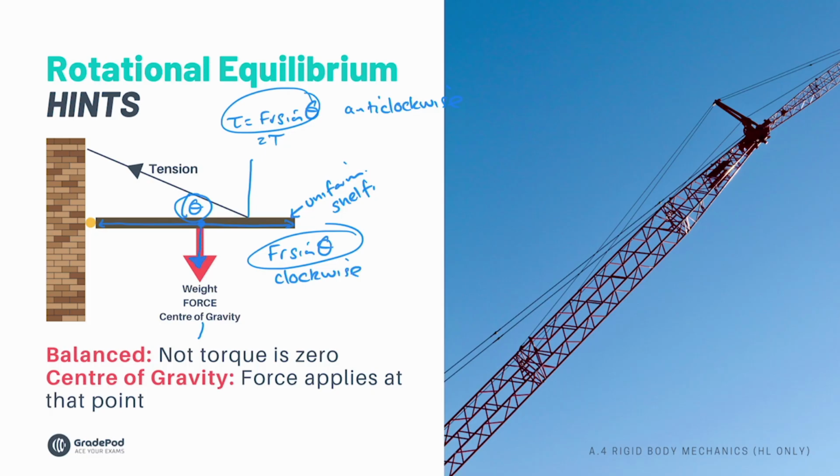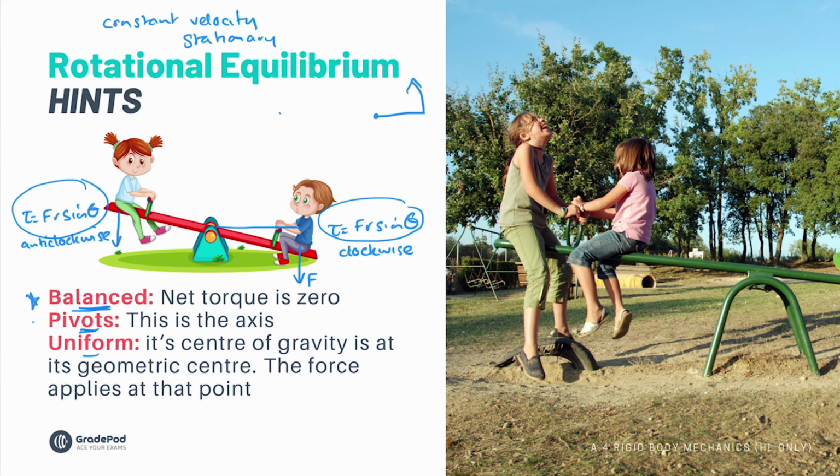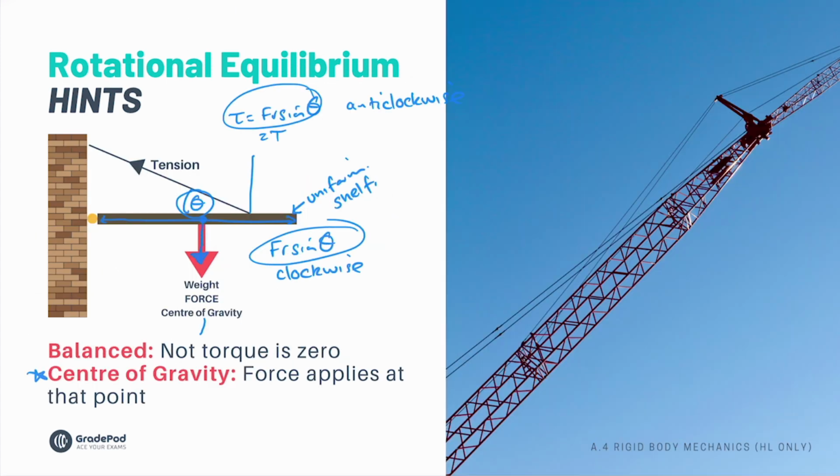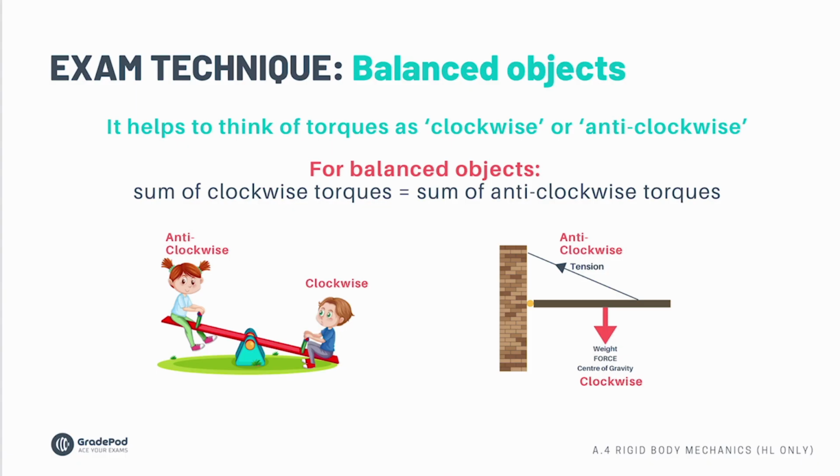So your exam tips are, look out for these words: balanced, pivots, uniform, centre of gravity. Those things will tell you that you're dealing with rotational equilibrium and you'll have to calculate some torques. And just to reiterate that, if you see a balanced object, which means it's in rotational equilibrium, then the sum of the torques causing clockwise motion equals the sum of the torques causing anti-clockwise motion. And this makes problems so much easier to solve.